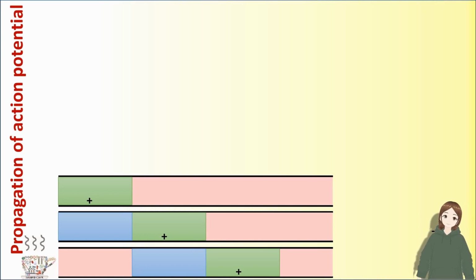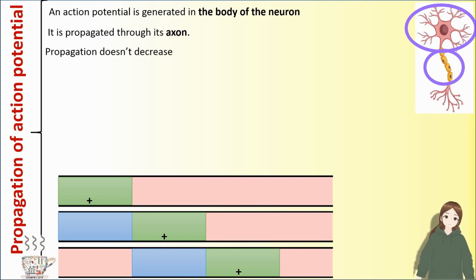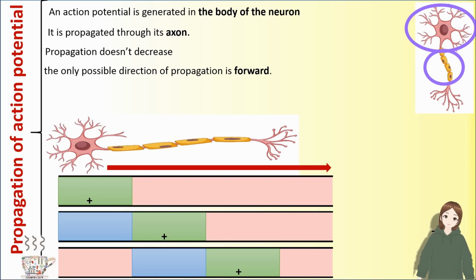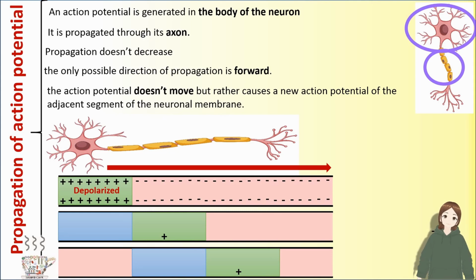Propagation of an action potential. An action potential is generated in the body of the neuron. It's propagated through its axon. Propagation doesn't decrease. The only possible direction of propagation is forward. The action potential doesn't move, but rather causes a new action potential of the adjacent segment of the neuronal membrane.